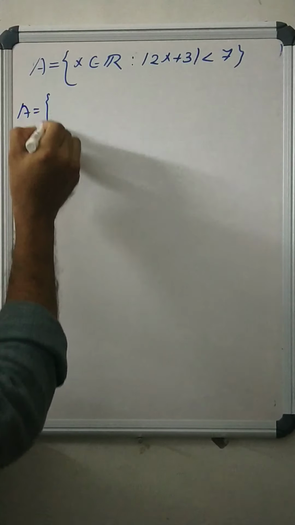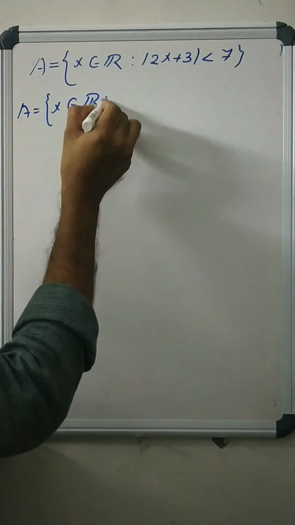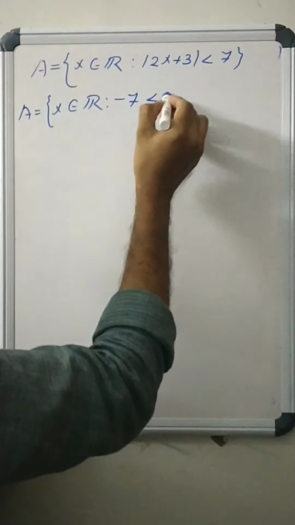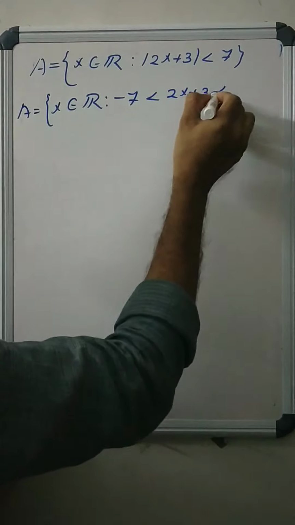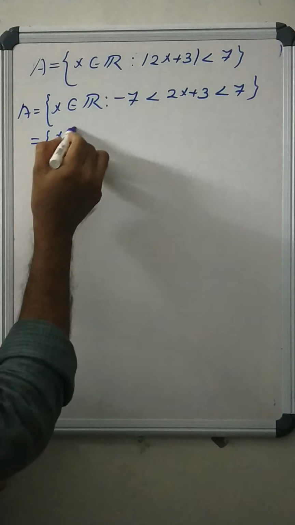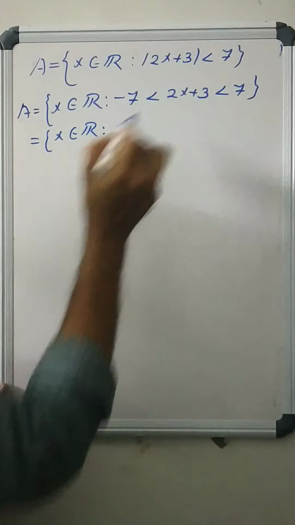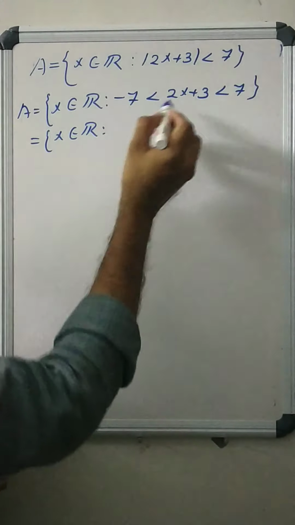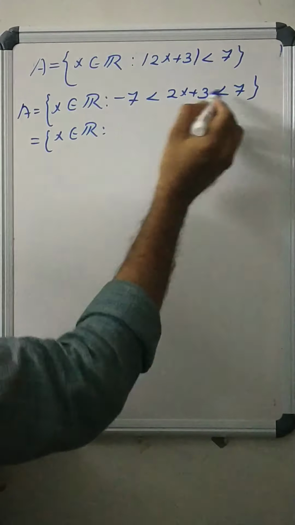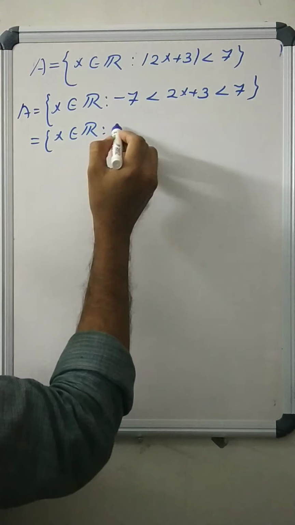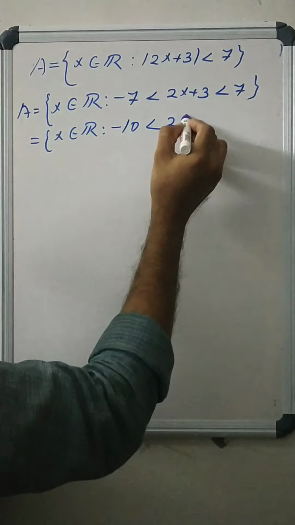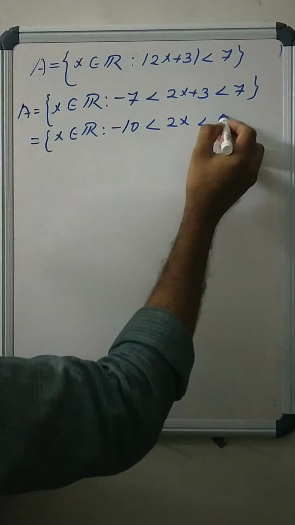A equals the set of all x in R such that modulus of 2x plus 3 less than 7 means minus 7 less than 2x plus 3 less than 7. That equals the set of all x in R such that, adding minus 3 on both sides, minus 7 plus minus 3, that is minus 10, less than 2x plus 3 minus 3, 2x, less than 7 plus minus 3, which means 4.